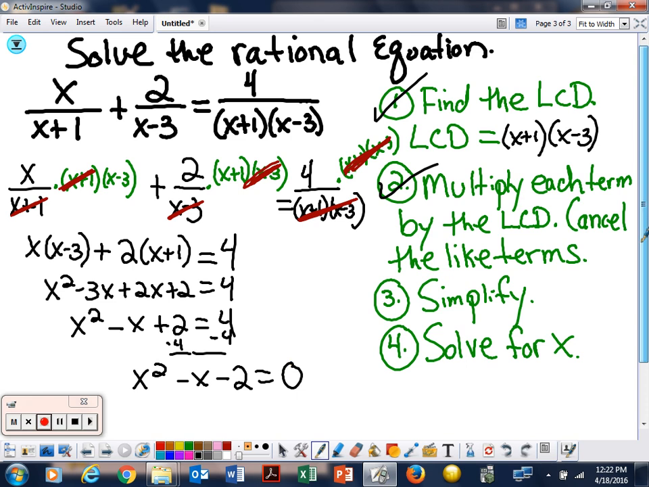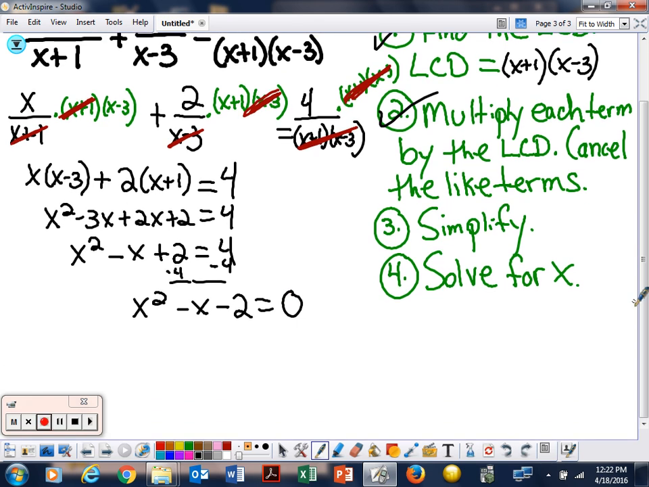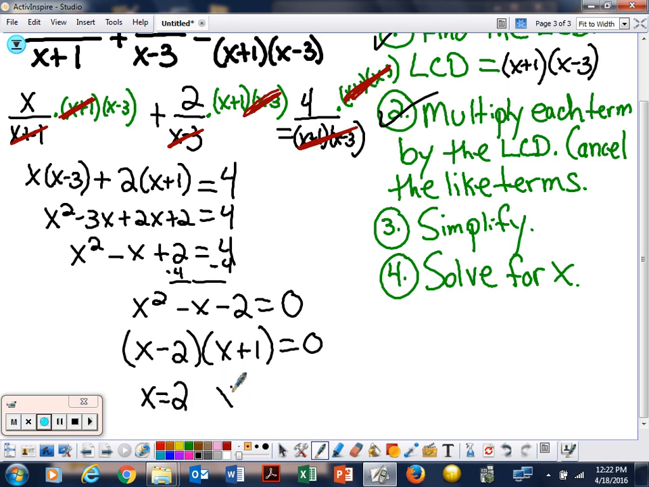Again, in order to factor, it has to equal 0. Now we can factor it. So we have x minus 2 times x plus 1. Factors of negative 2 that add up to negative 1. So the solutions are x equals 2, x equals negative 1. But don't forget, we always need to check for extraneous solutions.